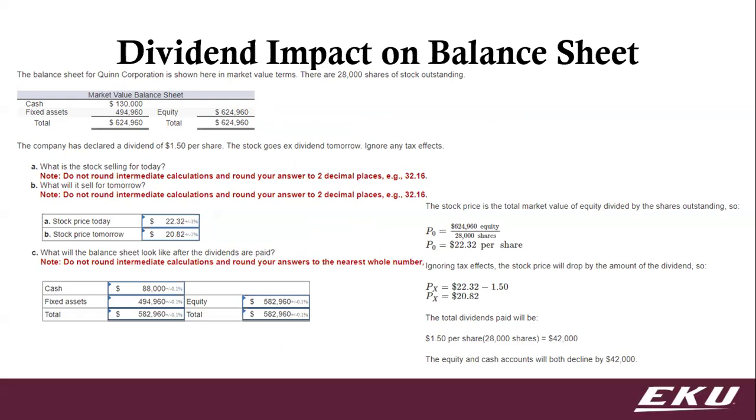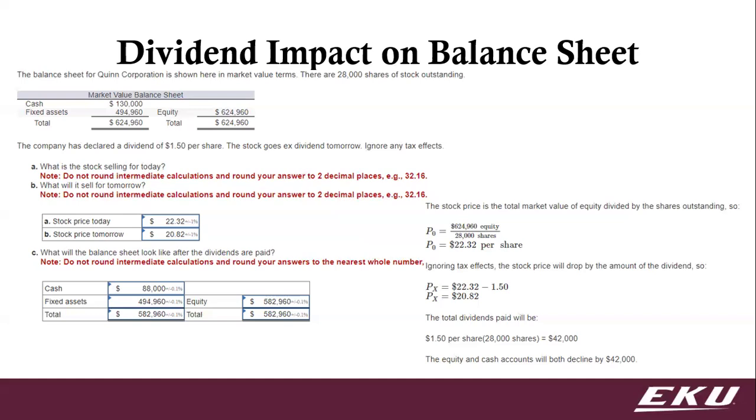Okay, this is looking at the dividend impact on the balance sheet, right? So they tell us, okay, here's how much you have in cash, here's what your assets are, and then on the other side, we don't have any debt. We're a completely equity firm, right? So it's all based on shareholder equity, and they just declared they're going to pay a dividend of $1.50 a share, right? Goes ex-dividend tomorrow, and we have no taxes. Again, taxes themselves cause interesting behavior, right? So when we're absent that, this is really what we're focused on.